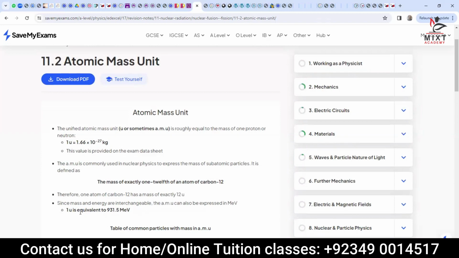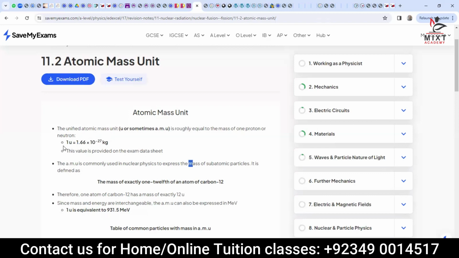Now, an important fact is mass and energy are interchangeable. So AMU can also be expressed in mega electron volt. 1u is equal to 931.5 mega electron volt. So now two things we have studied here: the unified atomic mass unit, which is represented as small u, is equal to the mass of one proton or neutron, which is equal to 1.66 into 10 raised to the power minus 27 kilograms.